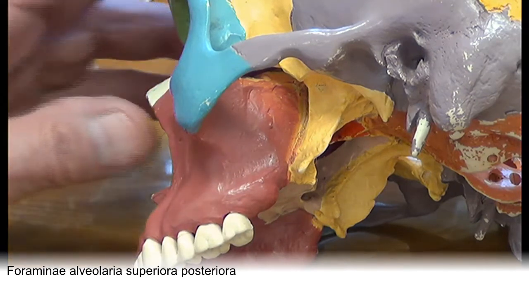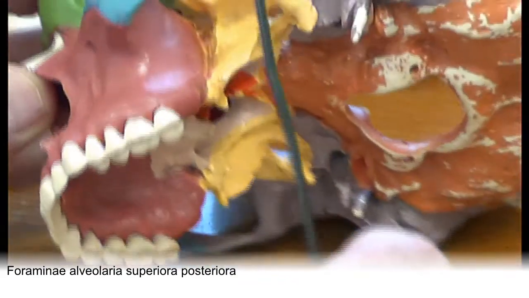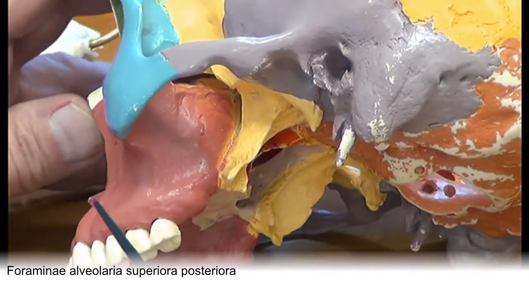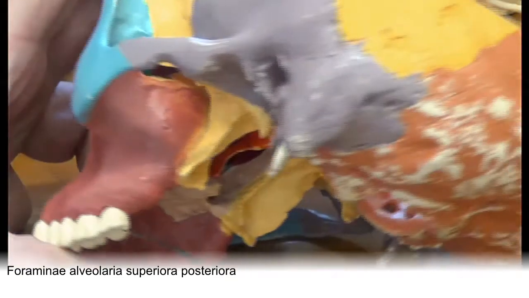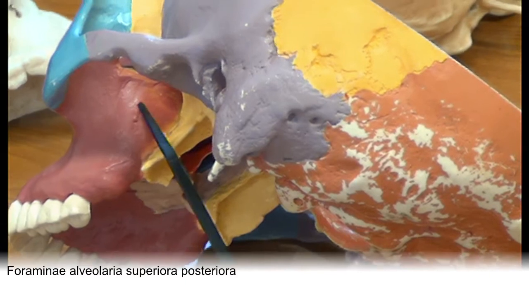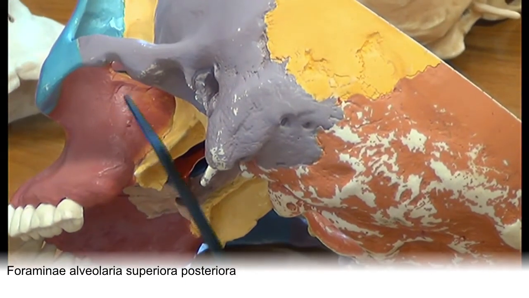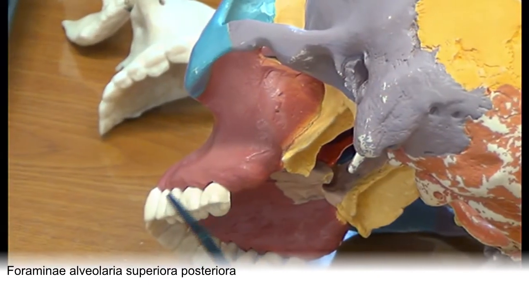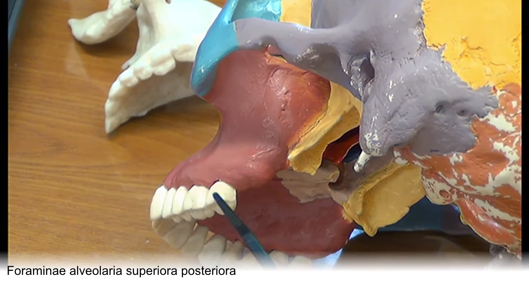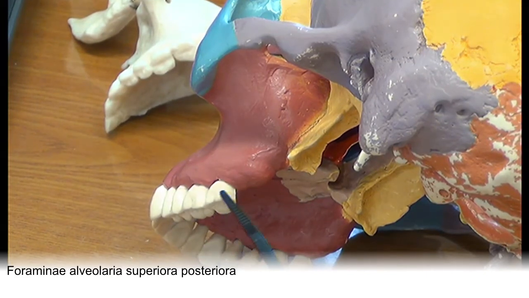For anterior teeth, there are other canals with the possibility to supply them with blood and nerves. So, foramina alveolaria superiora posteriora serve for innervation of the posterior three teeth of the upper jaw.